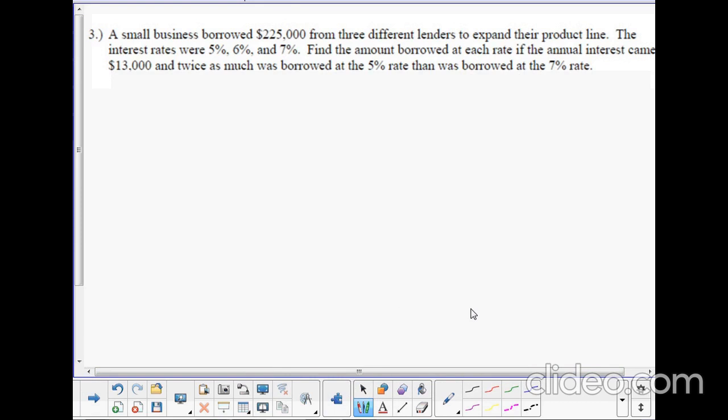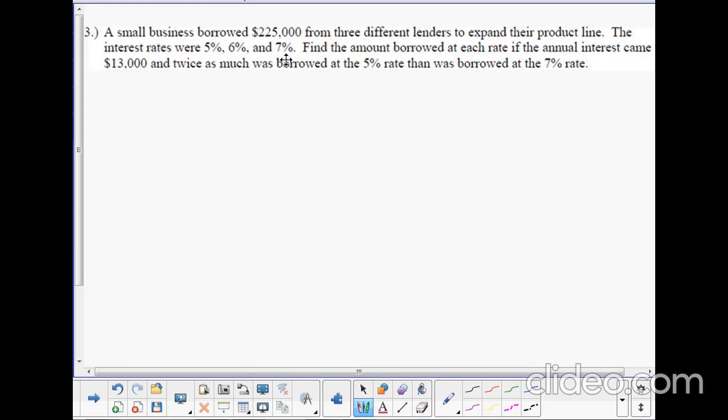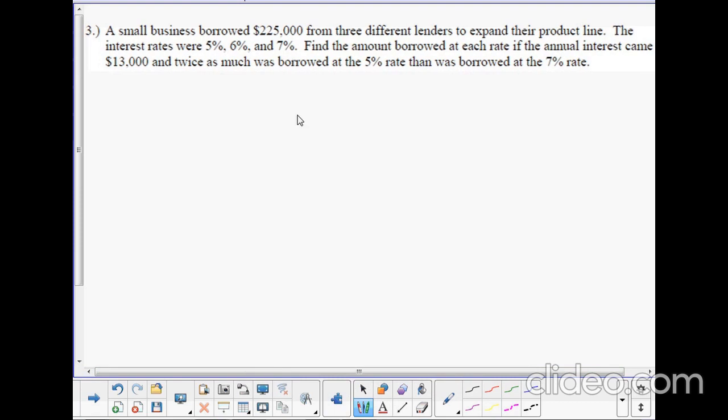So in problem 3 in your notes, it says a small business borrowed $225,000 from 3 different lenders to expand their product line. The interest rates were 5%, 6%, and 7%. Find the amount borrowed at each rate if the annual interest came to $13,000 and twice as much was borrowed at the 5% rate than was borrowed at the 7% rate.